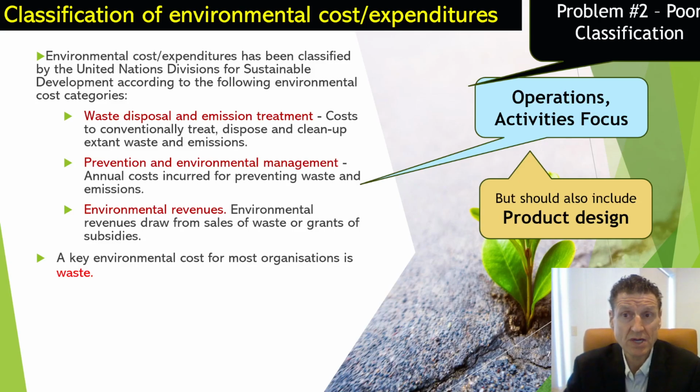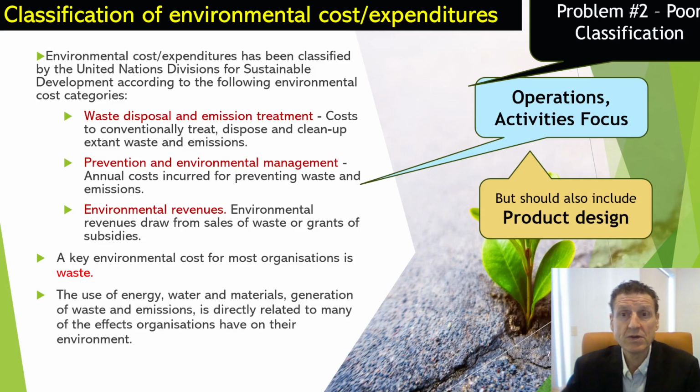A key environmental cost for most organisations is waste. So we need to separate out what type of waste and classify that better, but also we need to attach that to our activities, our value creating activities. So this is an example of how we can actually separate out different elements of environmental costs. The use of energy, water and materials, generation of waste and emissions is directly related to many of the effects organisations have on the environment.